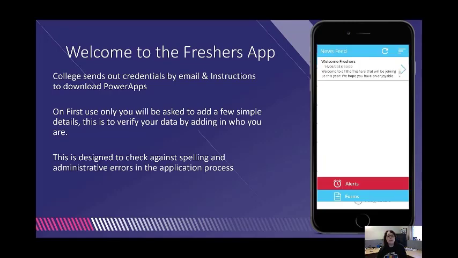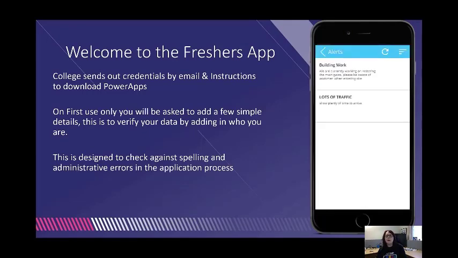We then go into the main app to allow freshers to have a little bit of a news feed, and you can see down the bottom here we've got alerts, and then we can jump into the forms themselves. So the alerts is really just for, have we got building work going on, have we got traffic problems, and a lot of that is about getting people to site day one, as I talked about earlier.